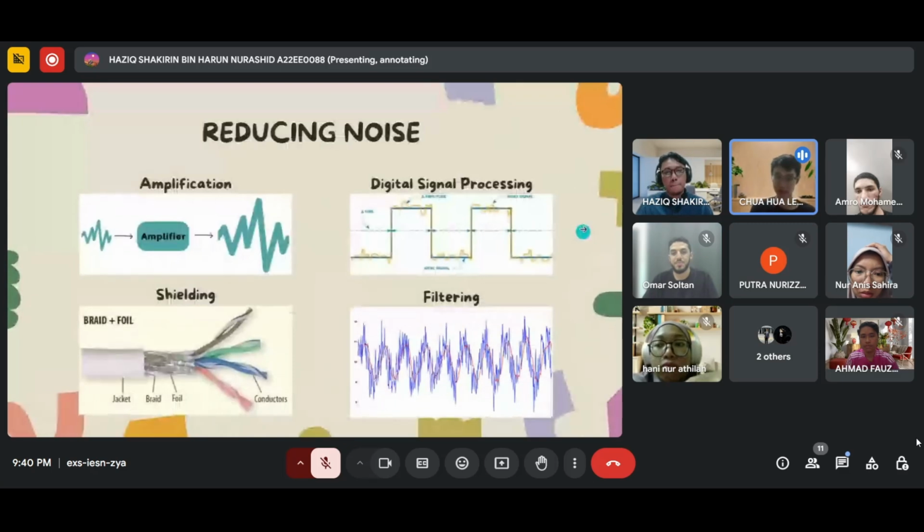Hey, thank you, Mr. Omar. So I'll be talking about reducing noise in communication systems. The first way we can reduce noise is by amplifying the signal. If you amplify a signal to a very big, very intense signal, the small noises in the signal become irrelevant. By amplifying a signal, you are able to make the error a lesser percentage. In a way, you are able to detect the error better and remove it.